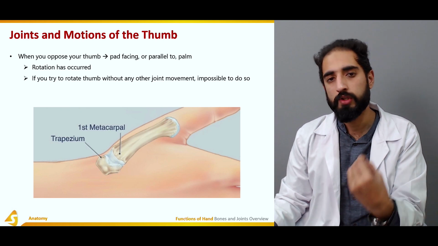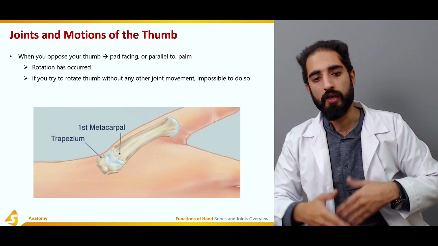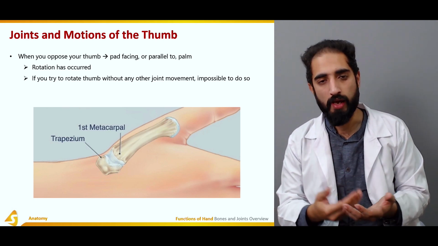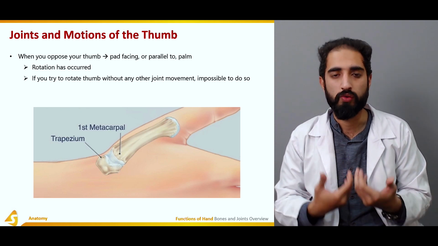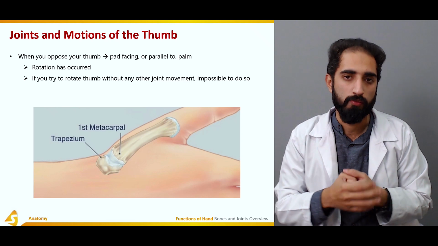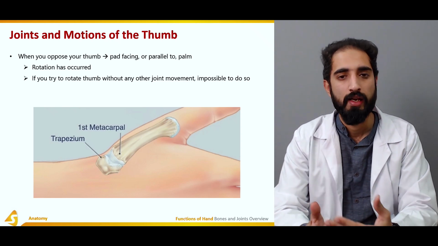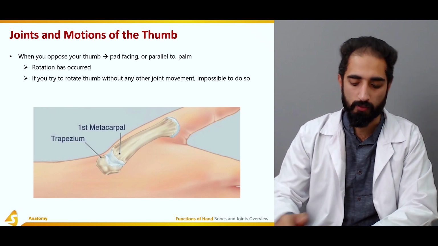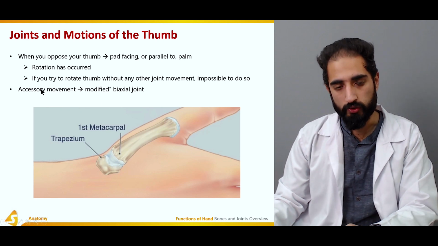So we can obviously see that rotation has occurred, because the thumb was perpendicular to the palm and now it is parallel to it, so it means there has been rotation. But if we individually want to perform the rotation ourselves voluntarily, that is not possible. So we can say that it is not an osteokinematic movement, but instead it is an arthrokinematic movement. Arthrokinematic movements are also known as accessory movements.